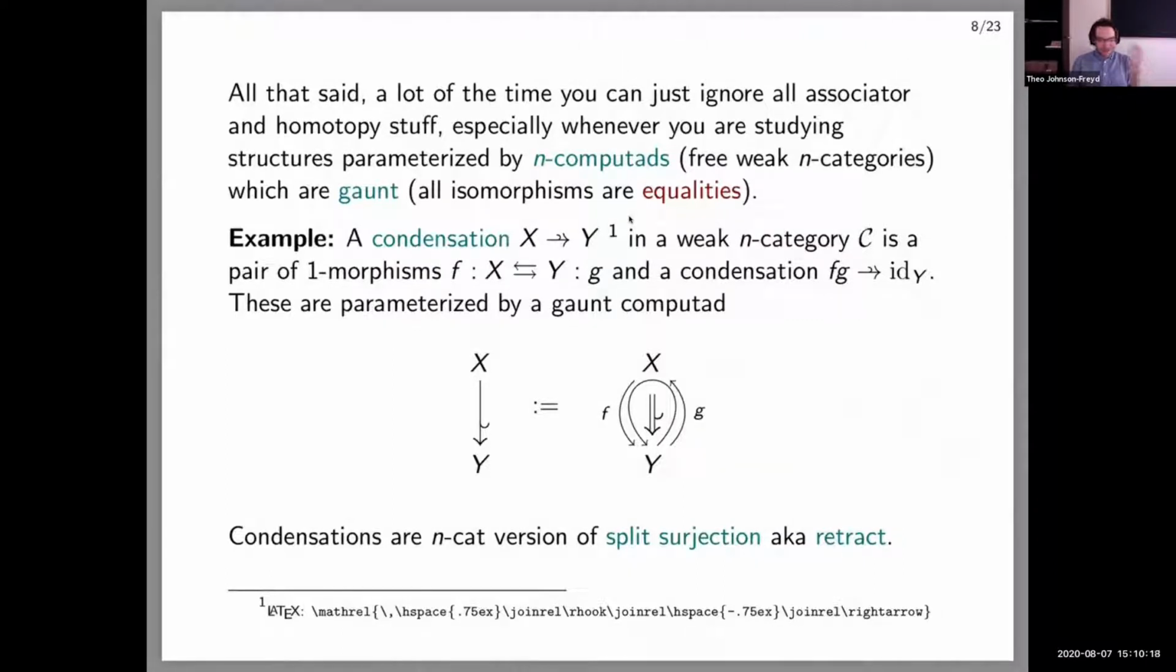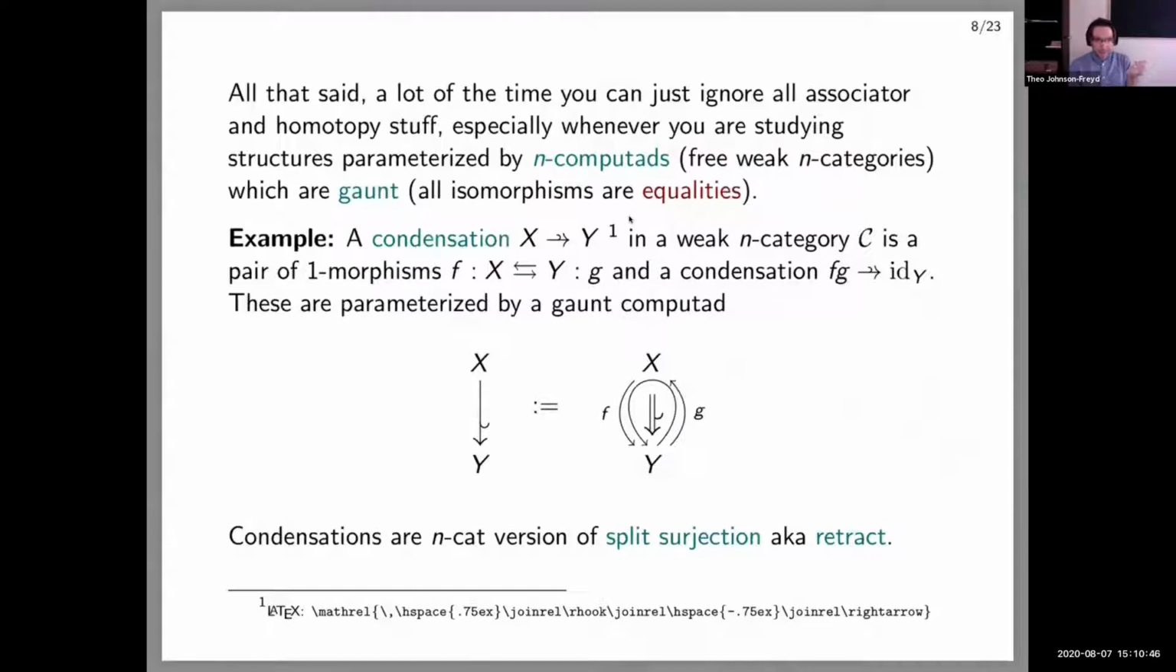One of the times you can pretty much completely ignore it is when you're working with structures that are parameterized by what are called Gaunt n-computads. It doesn't really matter what a Gaunt n-computad is. It means that the structure itself never uses it; it's a very easy object. And an example of this is our notion of condensation, which is what I really want to tell you about.